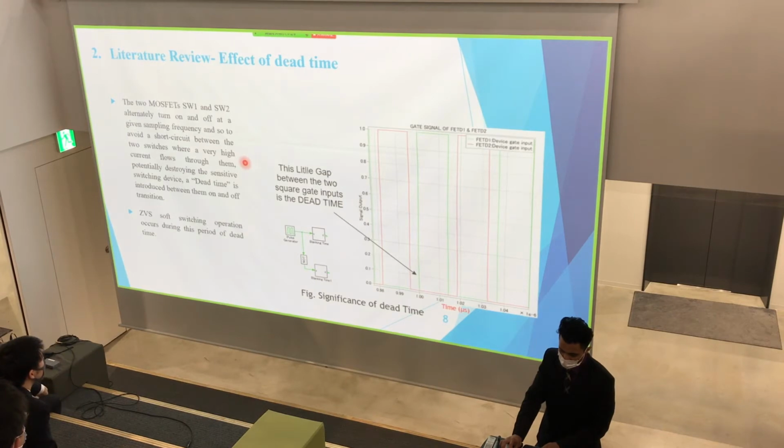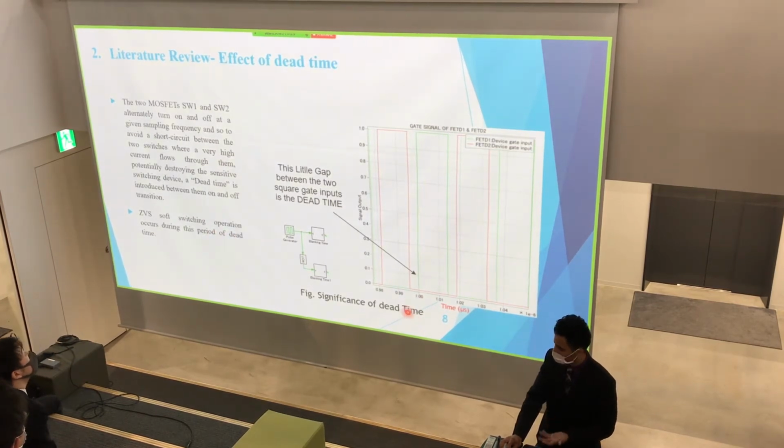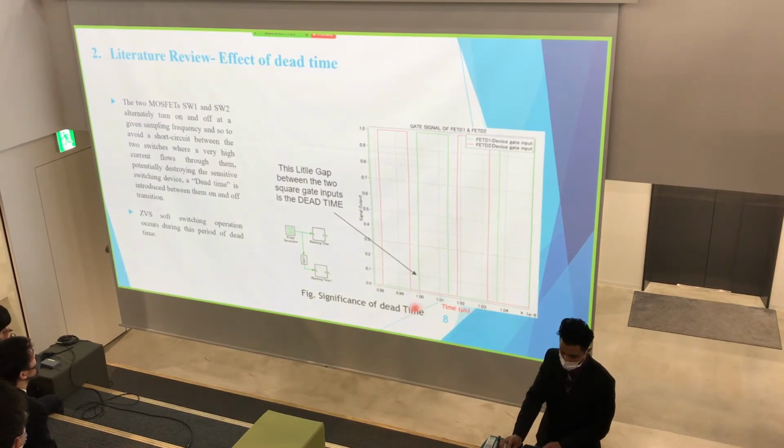About the effect of dead time: if switches 1 and 2 are on at the same time, it can lead to a short circuit and destroy the device. It also helps us to perform ZVS. ZVS occurs in the dead time, which implies 0 volts, and we will analyze it further.